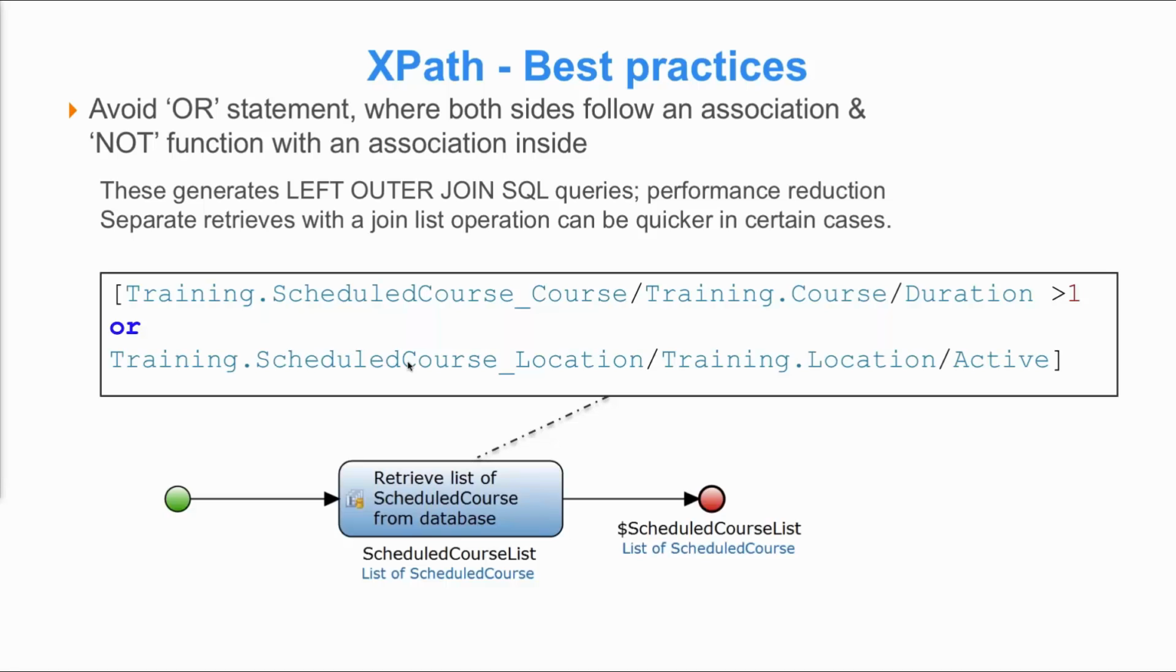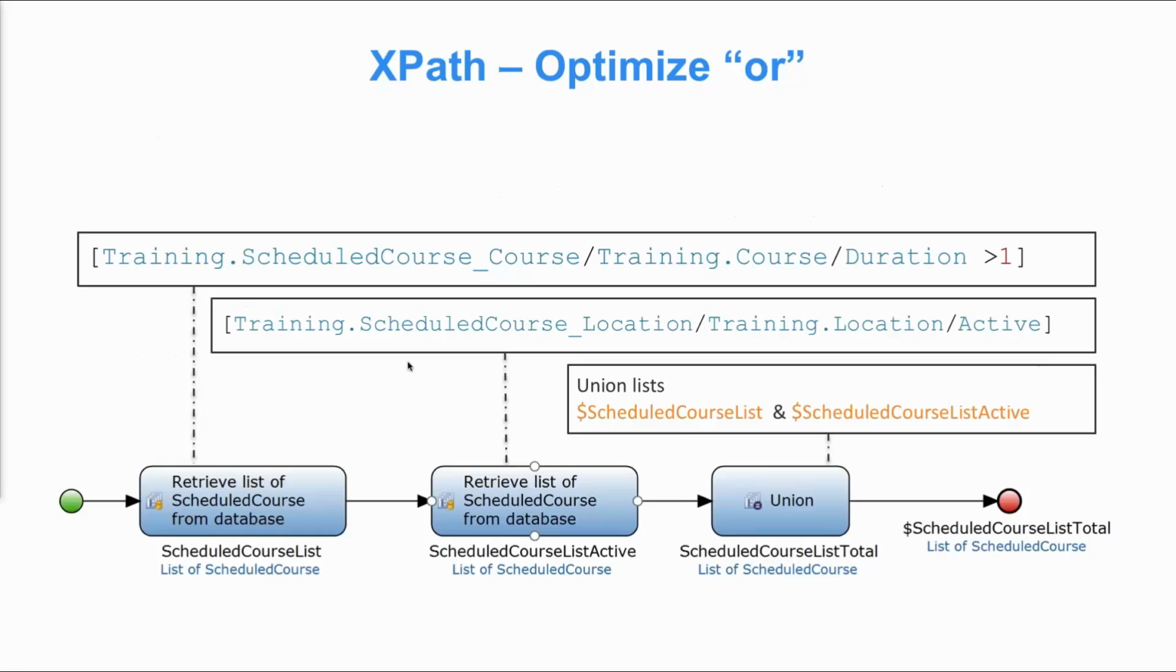So in this example, you're doing a query of scheduled courses where the course duration is greater than 1 day or the location is active. Instead of writing one very complicated long query, it's actually much better to use list operations. So for example, query the first where the duration is greater than 1, and then the next one where the location is active, and do a union of the two to get the OR statement.